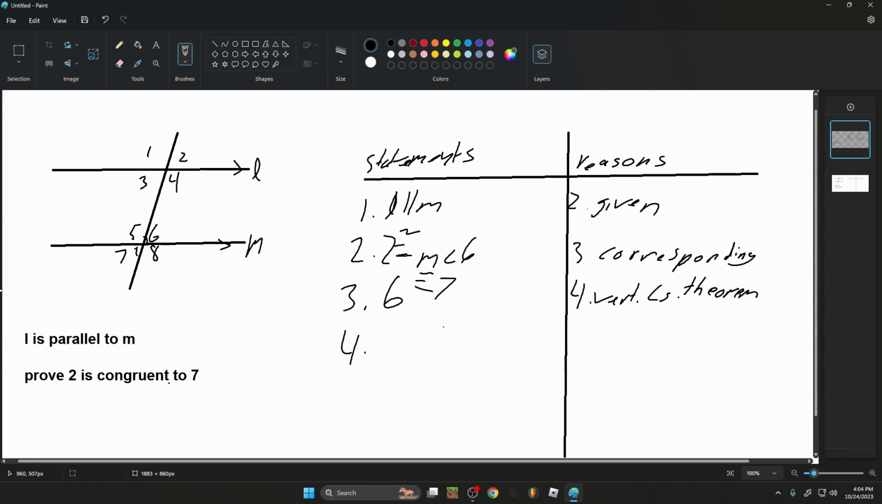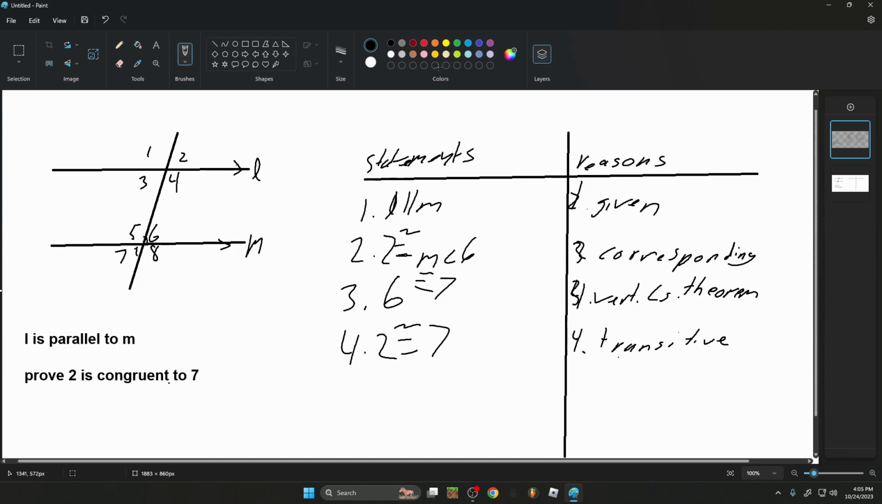So for the fourth statement, if you saw the last video as well, we went over the transitive property. If 2 is congruent to 6 and 6 is congruent to 7, we could say that 2 is congruent to 7, and we prove our statement. Oh, this is supposed to be 1, this is supposed to be 2, it's supposed to be 3, right? So the reason is the transitive property. I wrote it wrong, whatever.